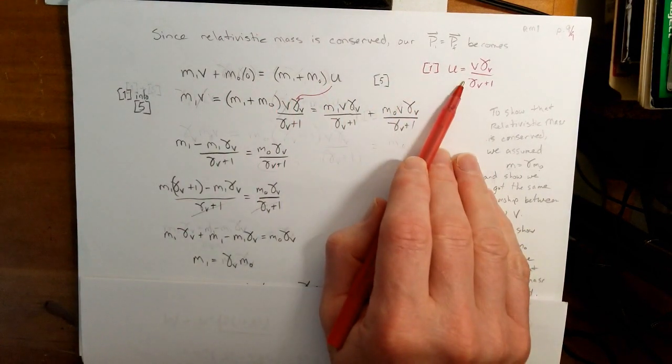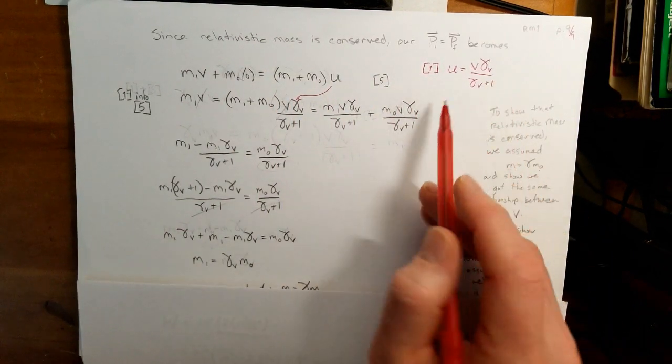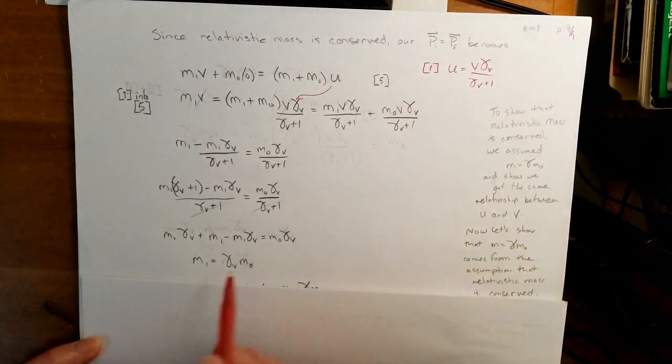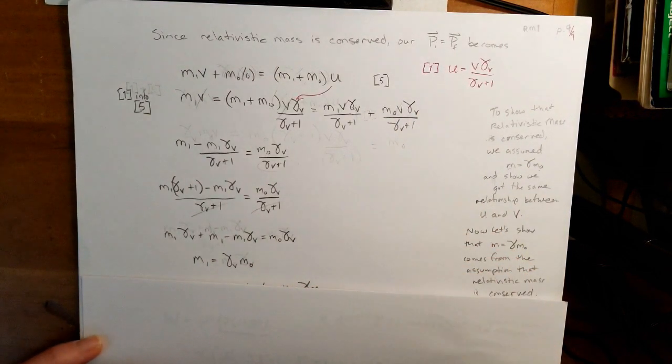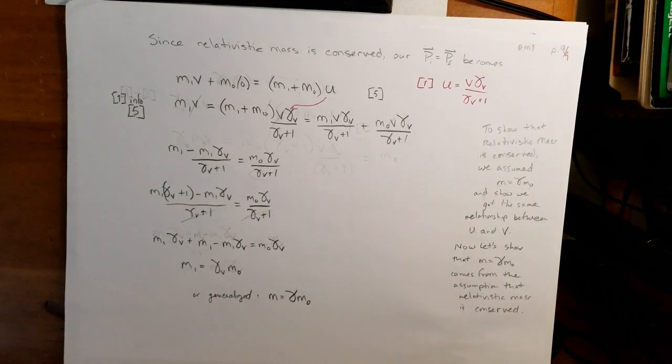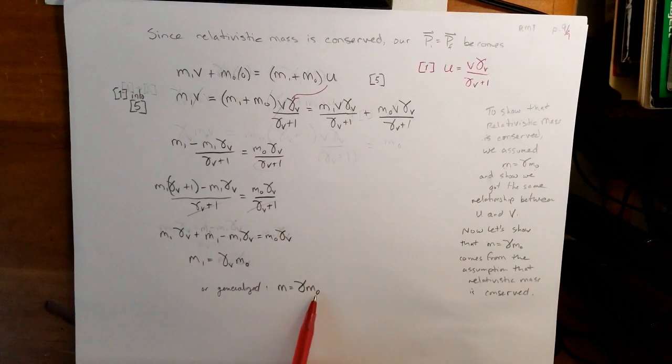This comes from the Lorentz transformation and conservation of momentum. But this idea that the mass is equal to gamma times the initial mass, where gamma is the Lorentz factor, comes from our assumption that momentum is conserved. And then we can generalize it that mass is equal to gamma m sub naught.